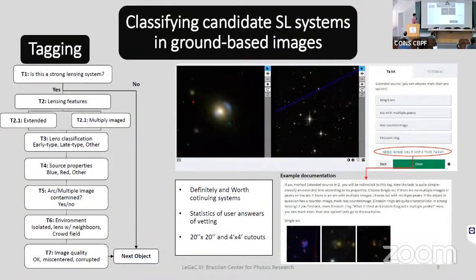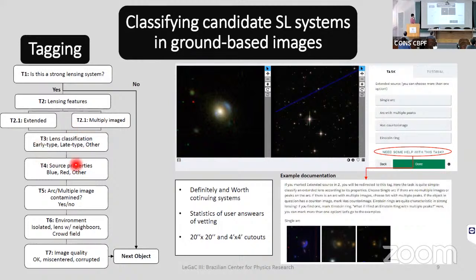So for the tagging, the user sees, as I said, a smaller cutout and a larger cutout, and the idea is to classify different properties of a strong lens system. We'll be classifying whether it's extended arcs or a strongly lensed point source object, a multiple image. We also want to classify the lens, if it's an early type galaxy, I mean a massive elliptical galaxy, or if it's a spiral galaxy, as we saw yesterday.